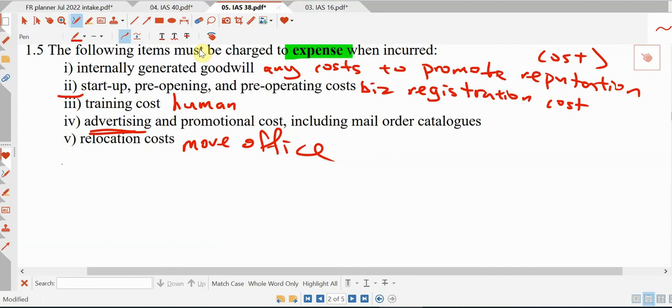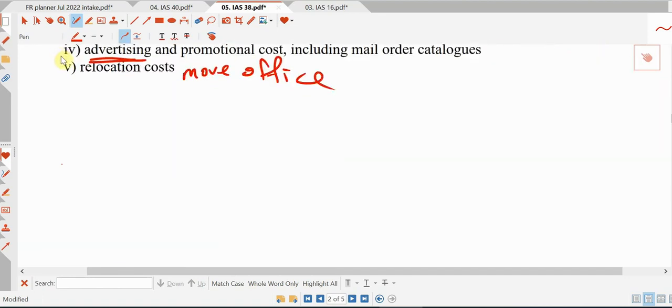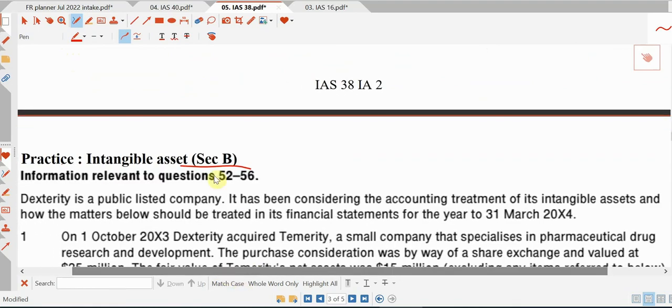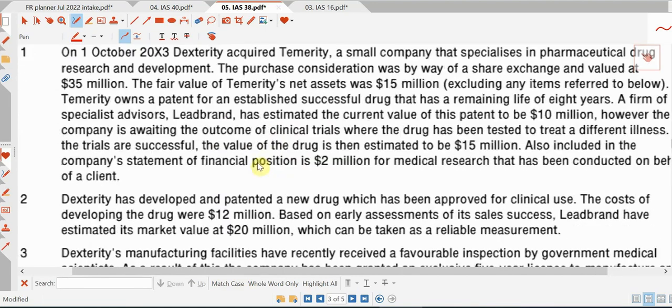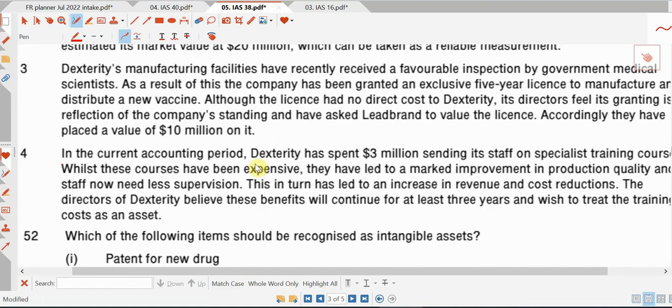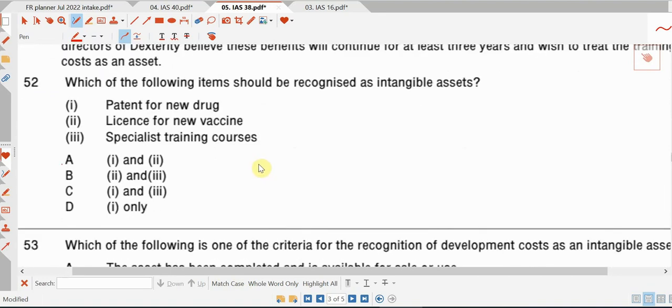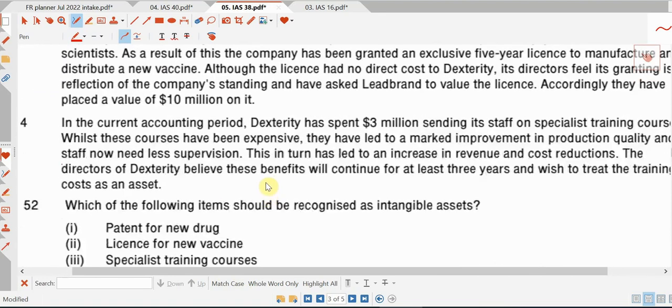So we'll go through some questions before we end the class for today. Okay, let's do this together. Page 3, we have this Section B style question. So what you get for Section B is a story. Wow, so many things here. You get a story and then you get 5 questions. Now, some of these 5 questions will not need you to read the story.